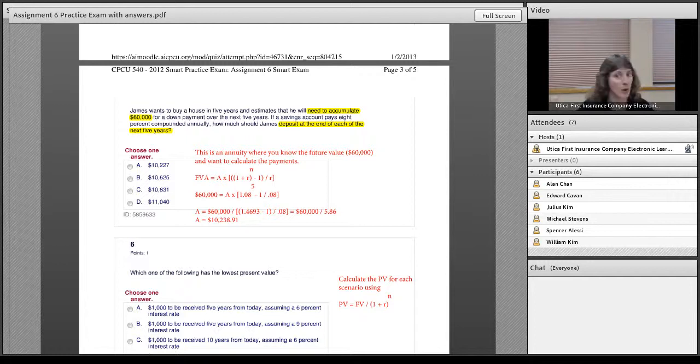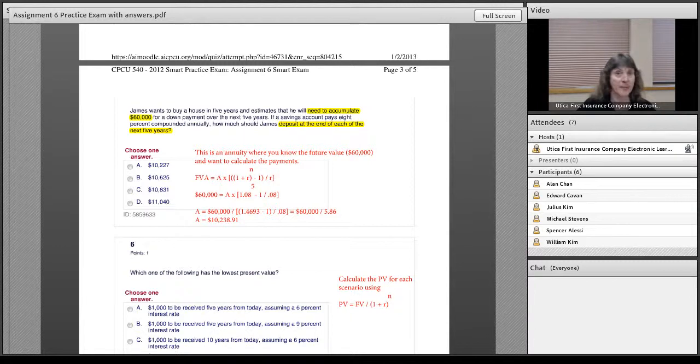Anytime we're saying what the payment will be in the future or what the amount will be, that's a future value. So I know my future value. I know it's an annuity. So I need to use my future value of an annuity formula and solve for A, the amount. So here's the formula. And basically I plugged it in. 60,000 equals A times (1.08 to the 5th minus 1) divided by 0.08.